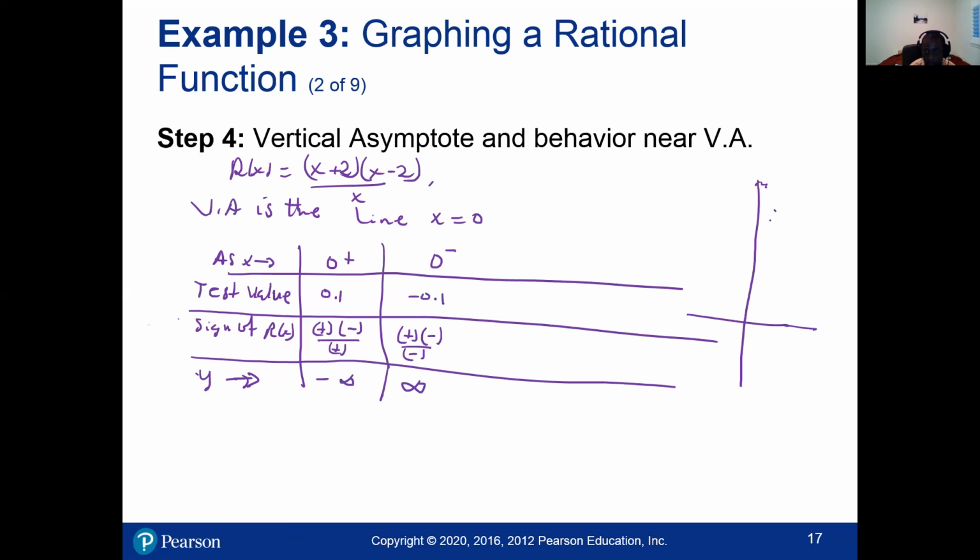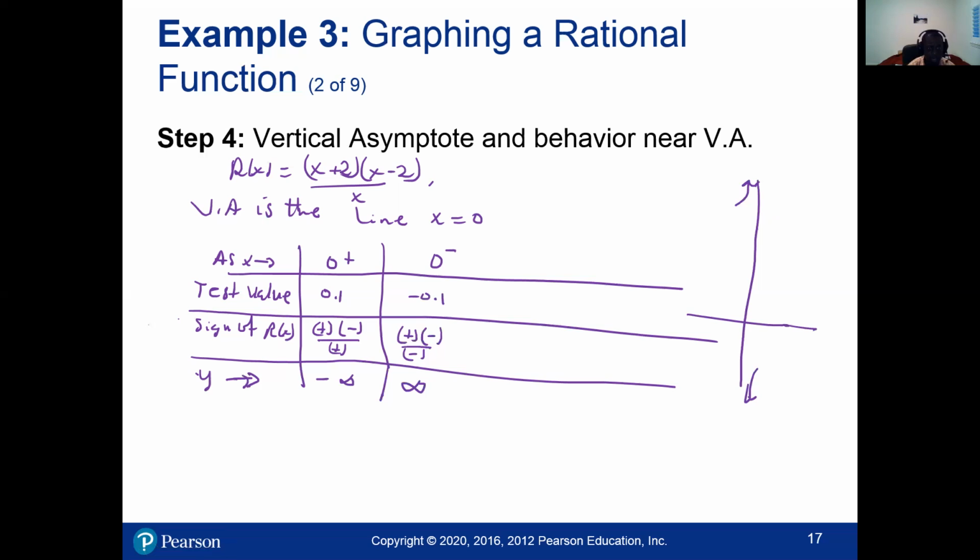It goes like this. And then approaching from the other side, it goes the other way. It goes like this. And then from the right, it goes like that. Okay. So let's erase this part. All right. Now let's go to the next step.